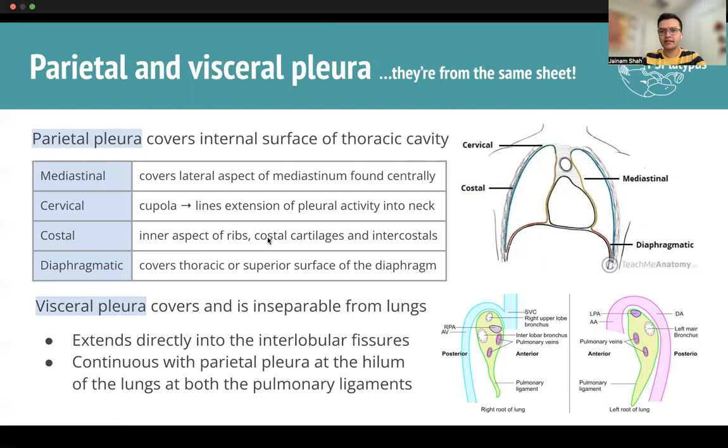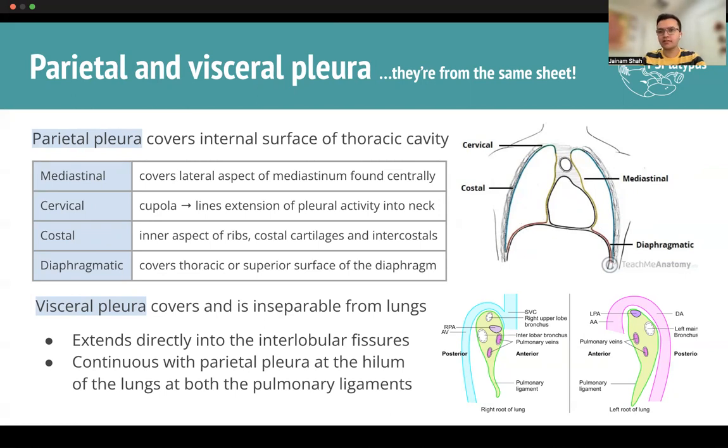The costal side, as the name suggests, will be pushed up against the ribs, the cartilages, and the intercostal muscles, and it's on the lateral aspect of the lungs. Finally, the diaphragmatic, again, as the name suggests, will be up against the superior or thoracic surface of the diaphragm. So as you can see, if I want to describe exactly where, for example, some pathology is located on the parietal pleura, I have some really nice terms that I can use to make sure that someone knows exactly where it's found.